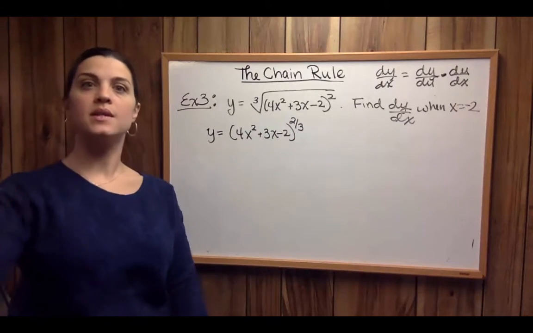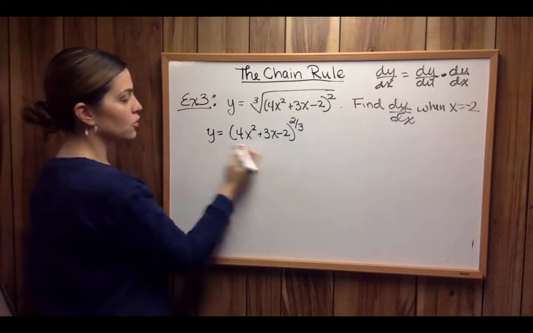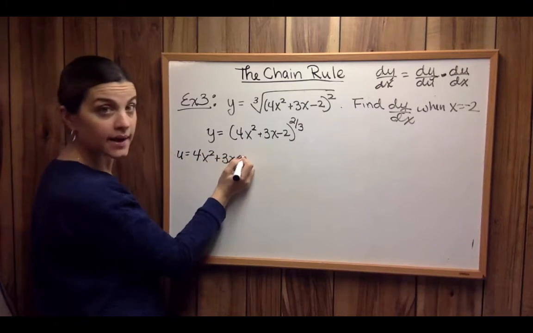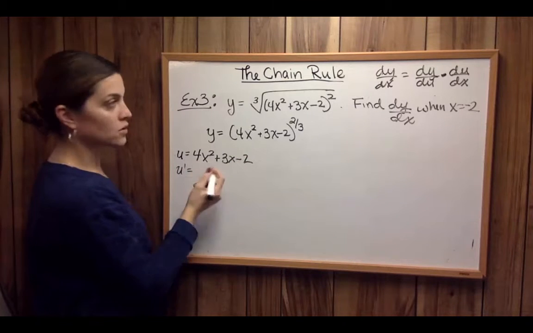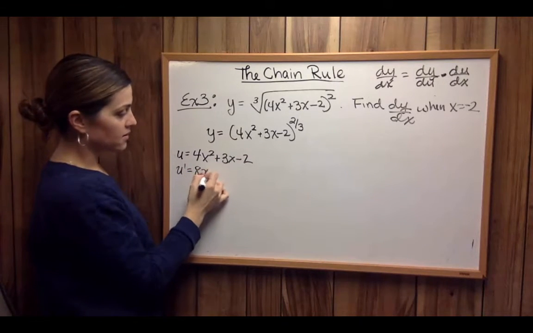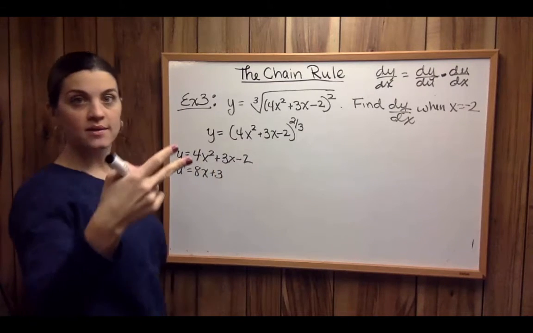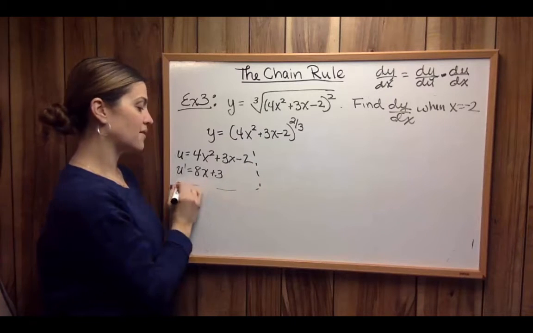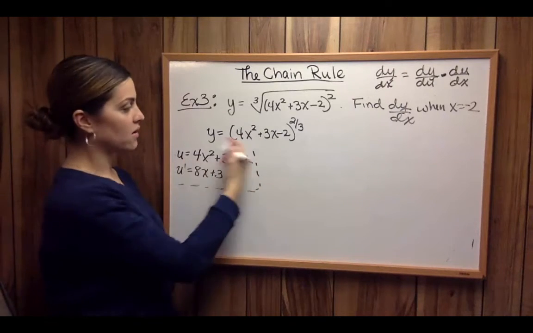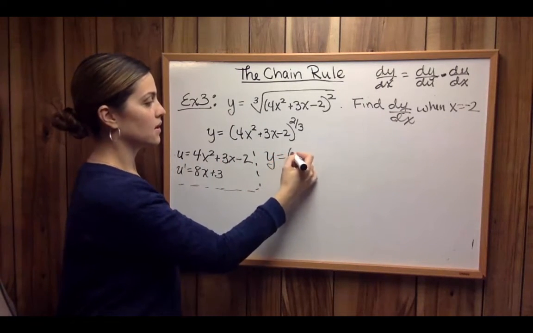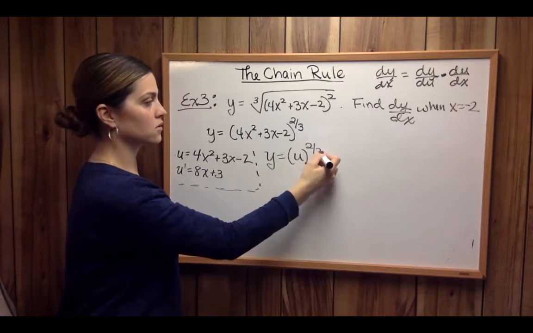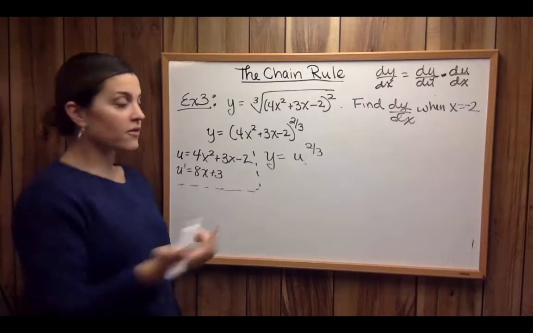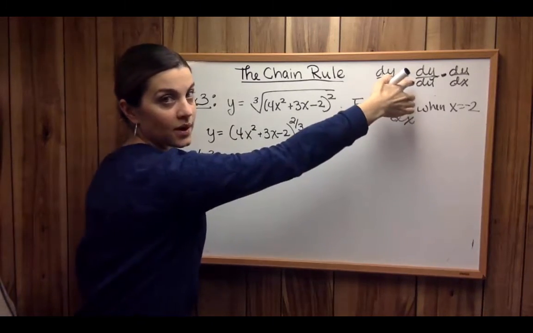Now you see your parentheses, that's your u. So u is 4x squared plus 3x minus 2. u prime, or du dx, is 8x plus 3. That's your first and second step. Third step, rewrite your y. This is like my little side thought, because I'm going to refer back and forth to that. y is u to the 2/3. We don't need those parentheses there. Next step, take the derivative of y with respect to u, dy du.